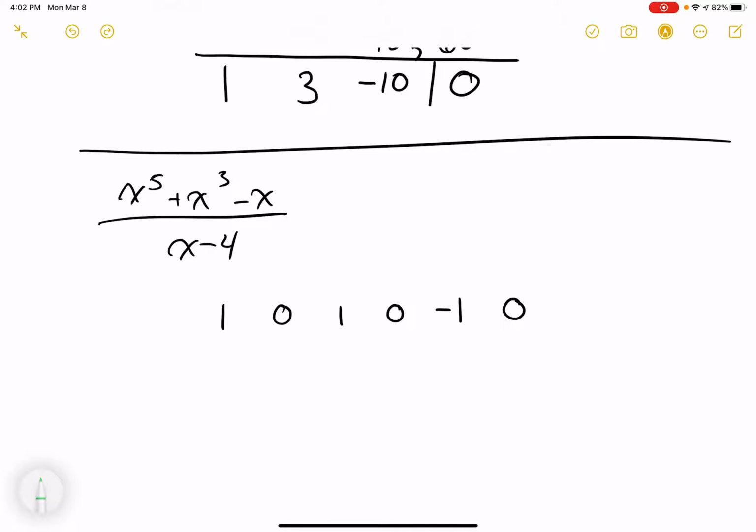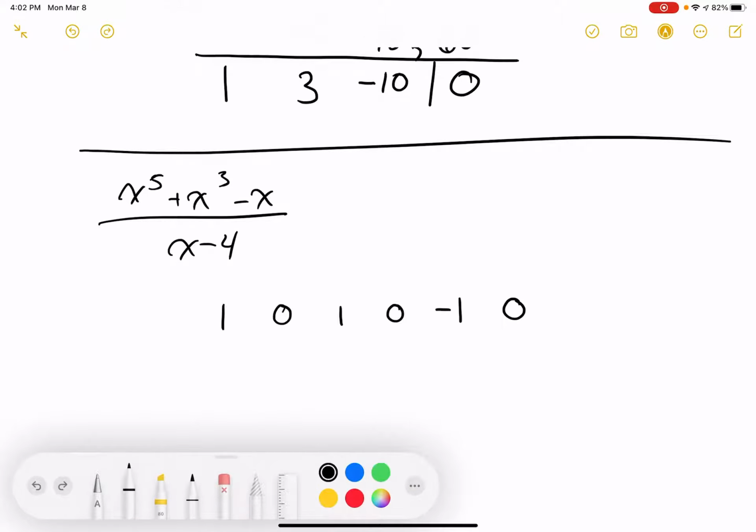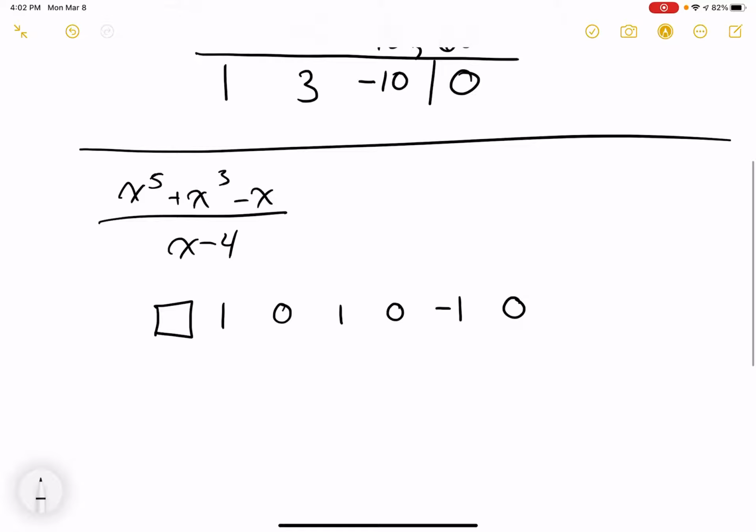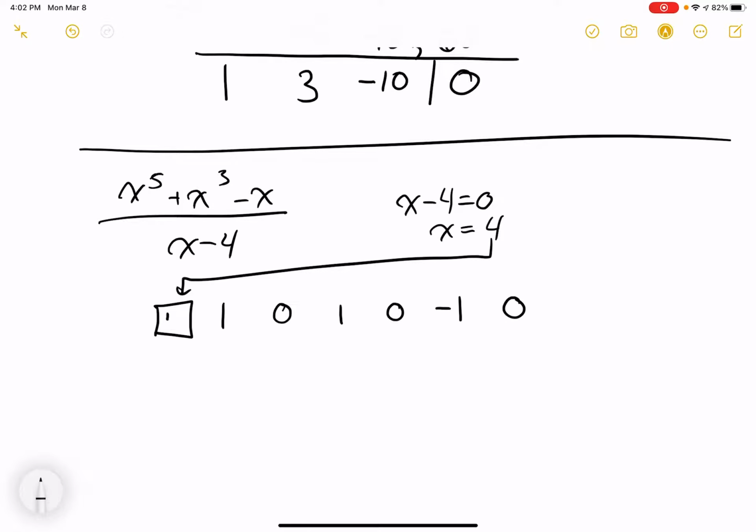Now I have to figure out what's going to go in the box. So I'm going to take my divisor, set it equal to 0, put that in the box. Then I'm going to create some space for my numbers and then whatever I have left over.